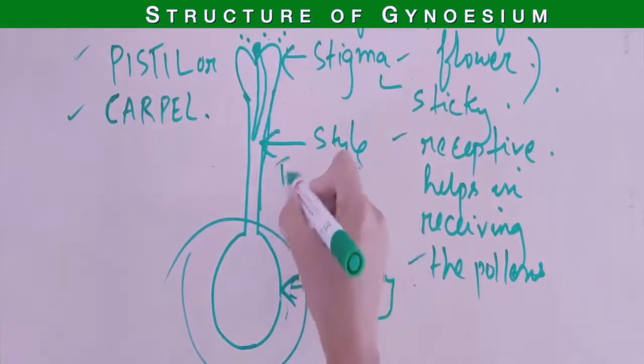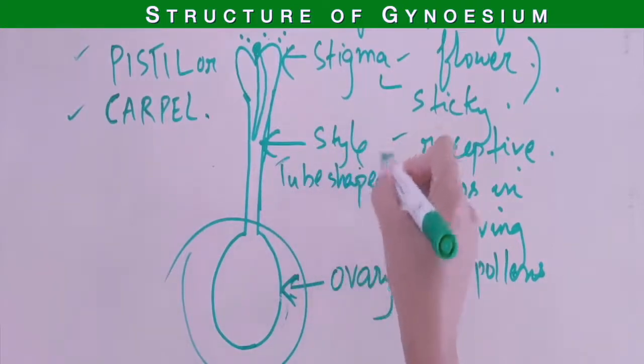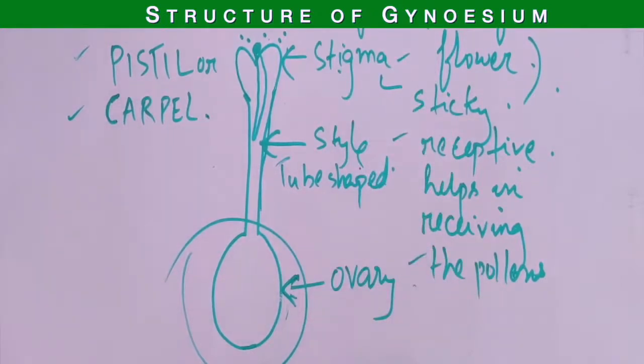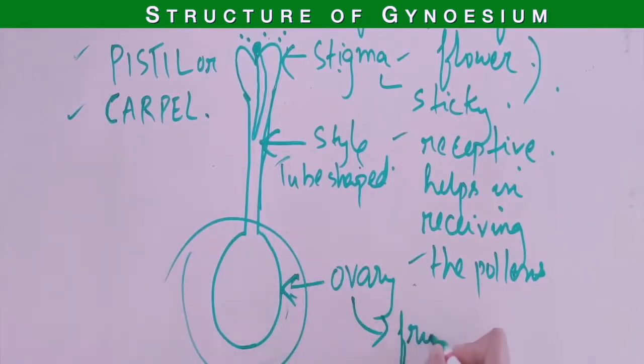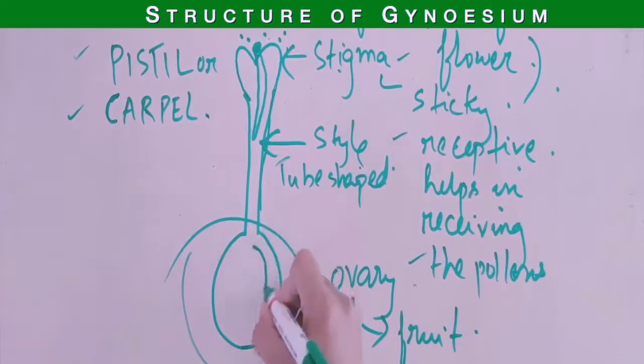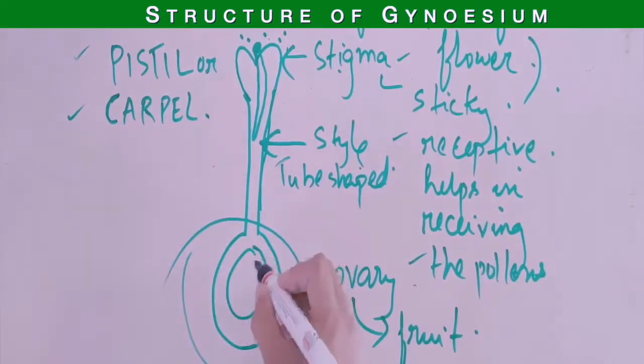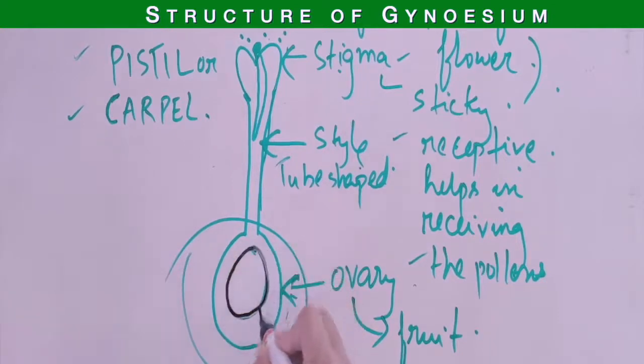The style is tube shaped and it connects the stigma to the ovary. The ovary, when it becomes ripe, will form the fruit. Inside the ovary there are ovules, and the ovule will form the seed later on. When it becomes mature, it becomes the seed.